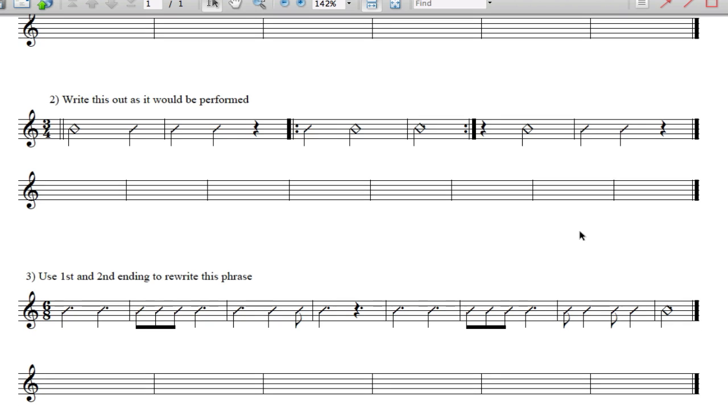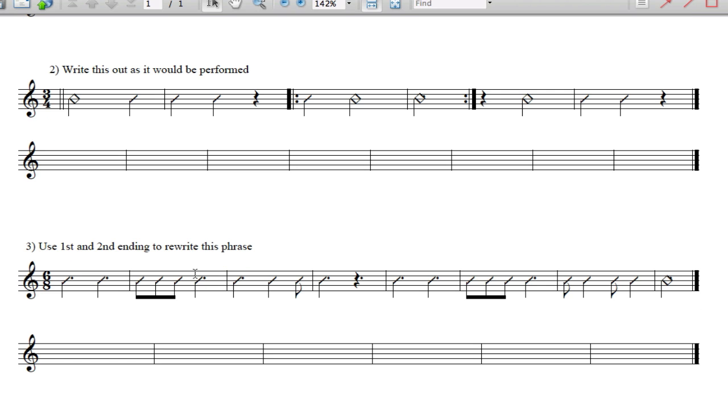Here is another one that you have to interpret and write it out as if you didn't have the benefit of repeats. And finally, here's one where you have to think the other way now. Up here you had the efficient way to write it out. You're being asked to turn it into the inefficient way. But down here you have the inefficient way, and you're being asked to turn it into the efficient way by using a first and second ending.